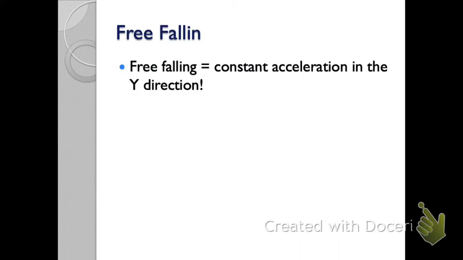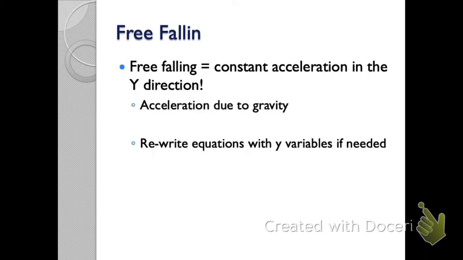Okay. So we said that objects in free fall have constant acceleration in the y direction. When I say y, what does that mean? Vertical, right? So x and y, we need to know the difference between those. Y is the vertical direction. We said it has constant acceleration, but what do we know the acceleration is going to be? Negative 9.8, right? Negative 9.8. So I'm going to give you a second. If you would like to, you could rewrite your equations with the y variables instead of the x. You don't have to, but you could.